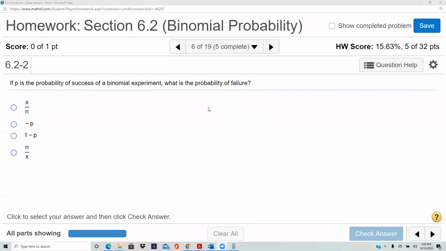So in the binomial experiment, as we talked before, there are two possible outcomes, and we call one of them success, and we usually denote its probability by little p, and the other one is failure. Success and failure complement each other, and whenever two events are complements of each other, they add up to 1. So if the success is p, then the failure would be 1 minus p.